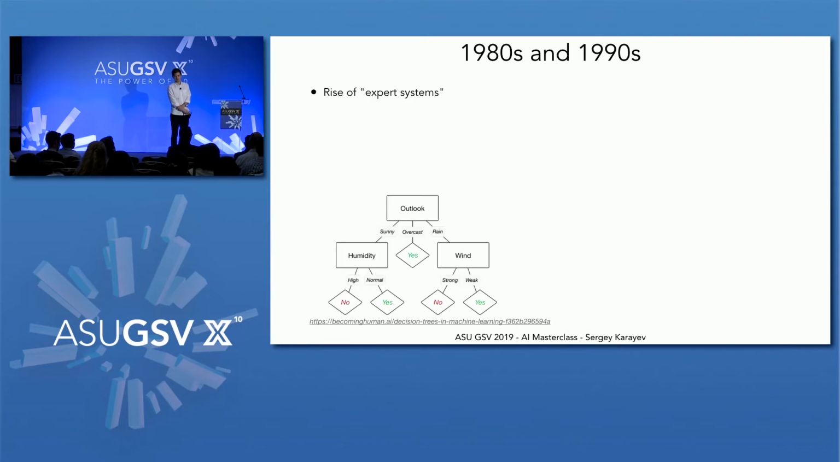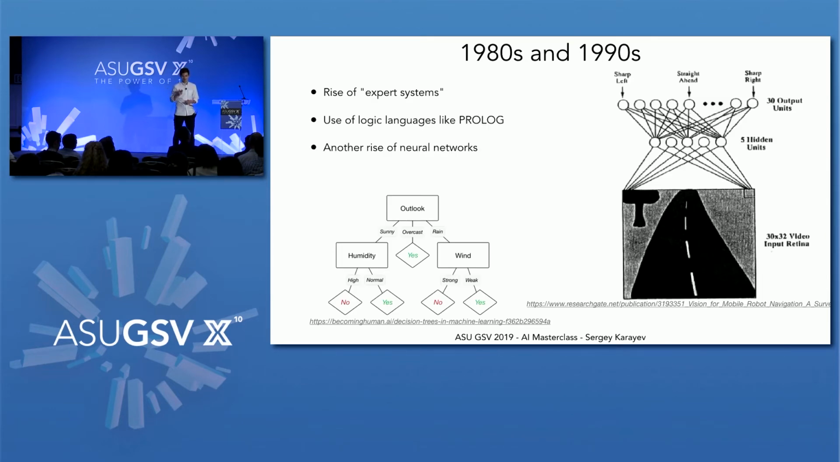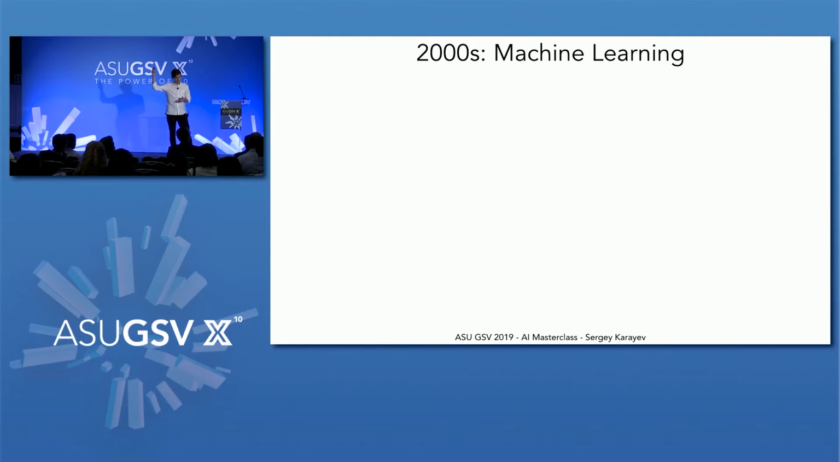In the 1980s and 1990s, we had expert systems. We had logic languages like Prolog. We had another rise of neural networks, including for self-driving. But overall, they didn't really accomplish much, and there was another AI winter. Today's boom of AI research really started in the 2000s, and that's when people started using the word machine learning for the first time. Machine learning is really a marriage of statistics and computer science, and it's increasingly informed by big data sets.